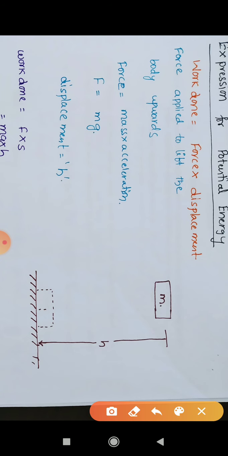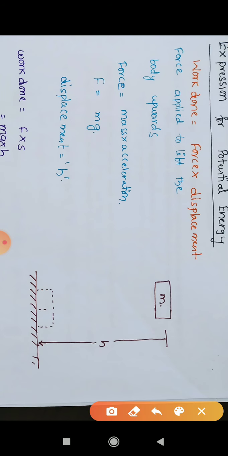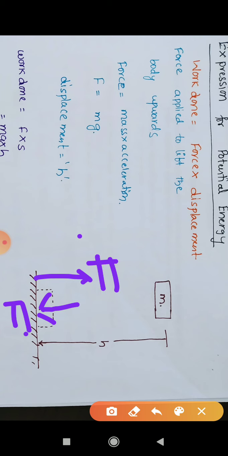That's okay. What about force? How much force we applied in bringing the body from ground to a certain height? This is a question. Here, actually, why is the body on the ground? Because it is attracted by gravitational force. Gravitational force is acting on the body and keeping it on the ground. To move it upwards, what do we have to do? We have to apply the same amount of force in the opposite direction so that it moves upwards.